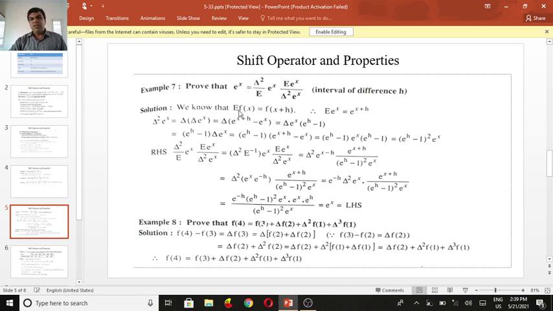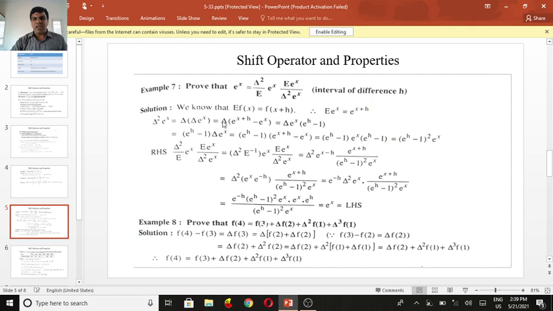We know that E f(x) is f(x+h). So E f(x) is e^(x+h); just replace x by x+h. Now if we take the second order derivative Δ² e^x, we can write Δ of Δ e^x. First, Δ e^x is e^(x+h) − e^x.